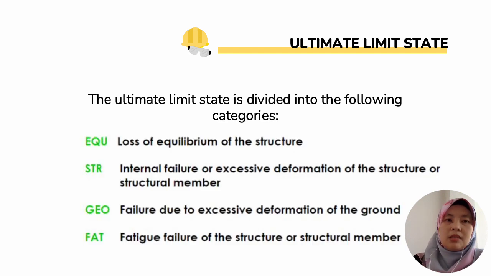The ultimate limit state is divided into the following categories. These are the categories that are listed in the Eurocode. The first one is the loss of equilibrium of the structure, then internal failure or excessive deformation of the structure or the structural member. We also have the failure due to excessive deformation of the ground and also the fatigue failure of the structure or the structural member. As we can see with regards to these categories, we want to avoid any failure of the structure in consideration of the ultimate limit state.